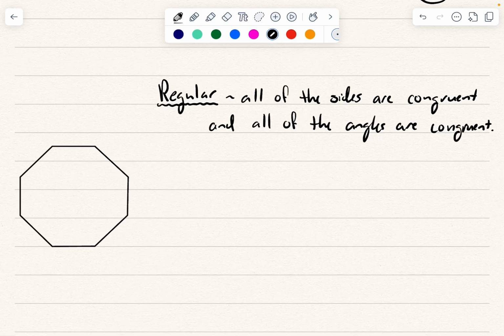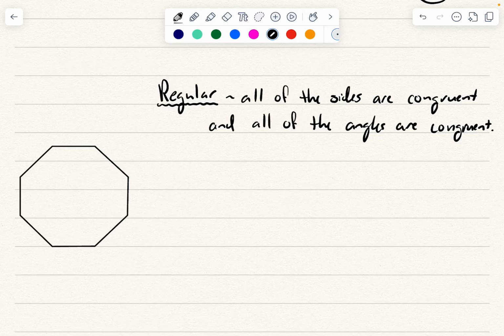Except for a triangle. For a triangle, if all the sides are the same length, all the angles have to be, and if all the angles are, then all the sides are. It just works out that way. But there are other shapes where you can deviate and have just one of them. So a regular polygon means that all the sides are congruent and all the angles are congruent.